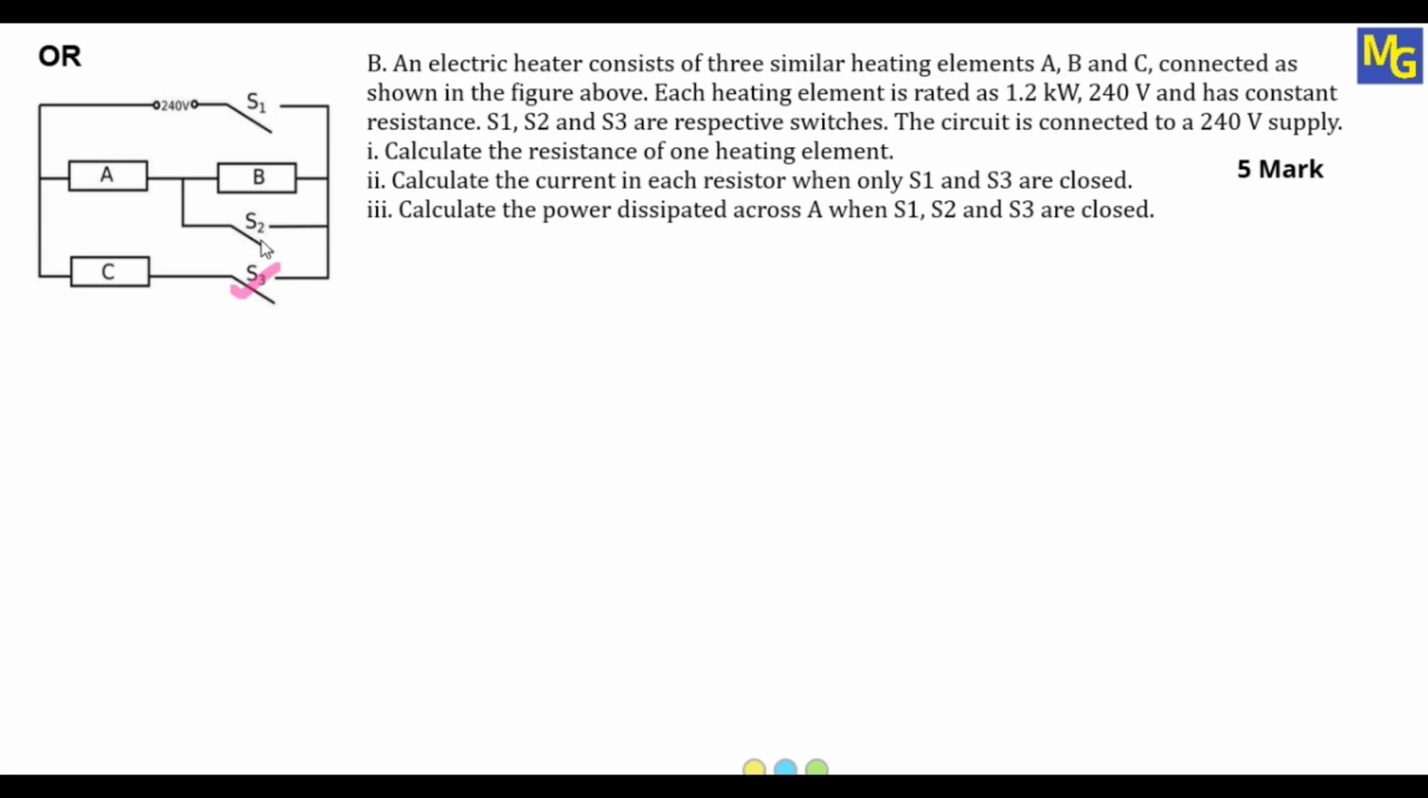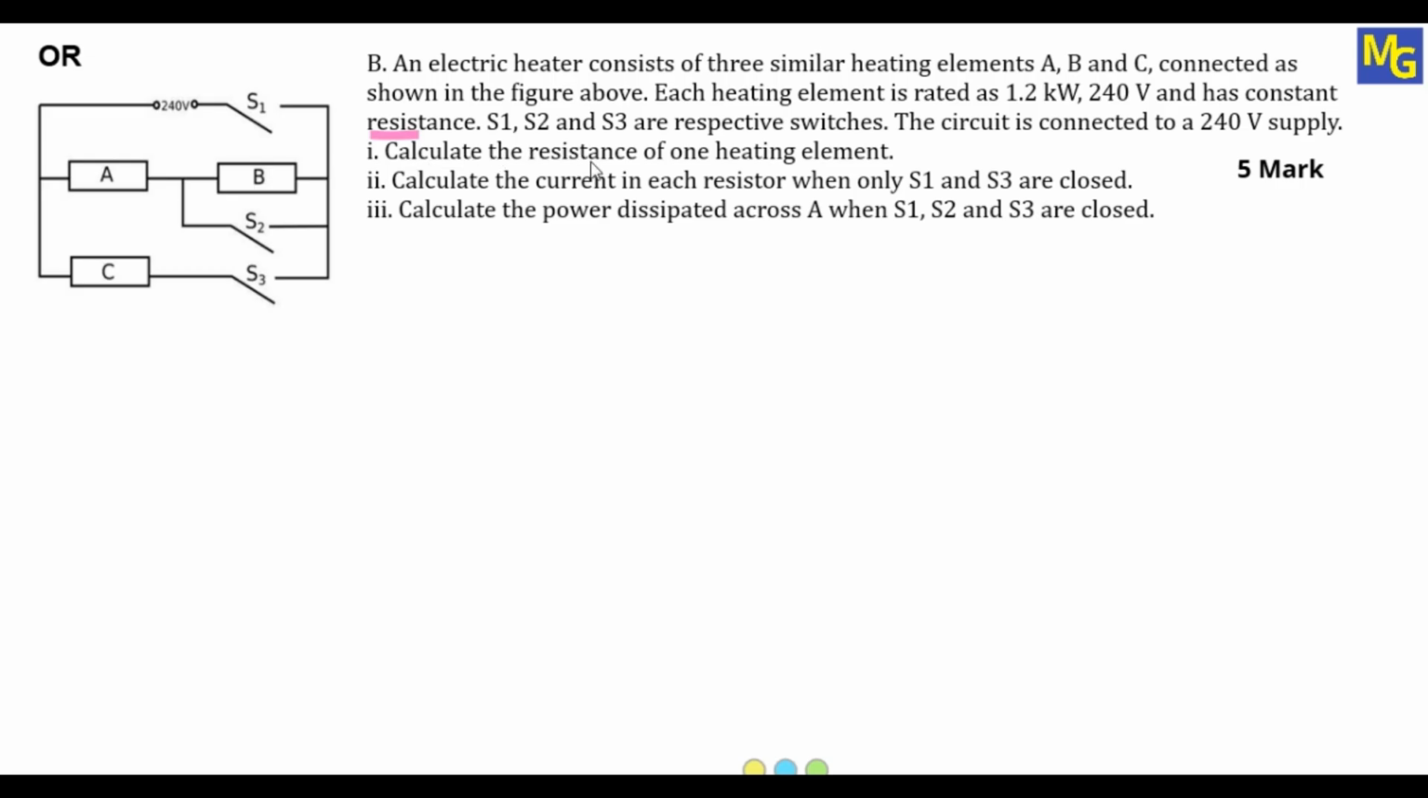The circuit is connected to 240 volt supply, and by using all this information, we have to answer these three questions. First question: calculate the resistance of one heating element. Any one heating element's resistance we have to calculate. And remember, each heating element is rated as this much power at this voltage and has constant resistance. So question number 1 is: calculate the resistance of one heating element.